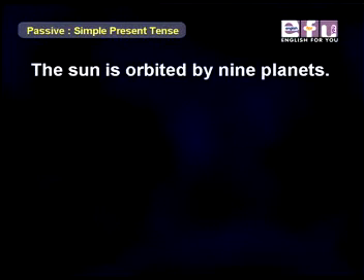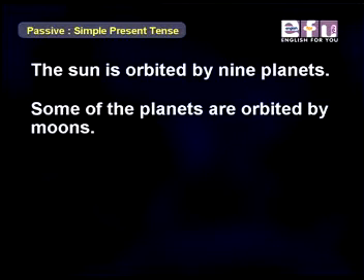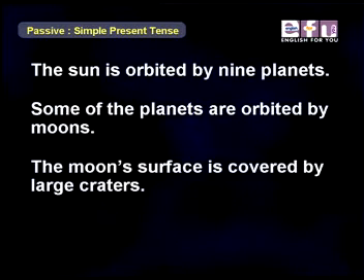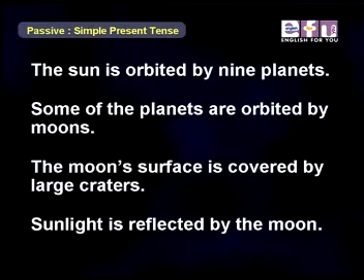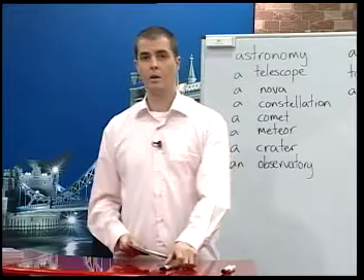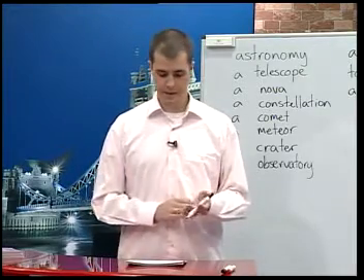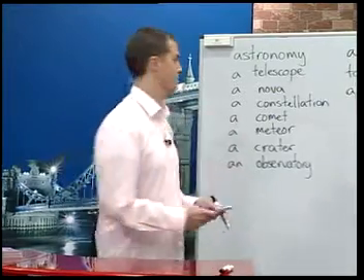The sun is orbited by 9 planets. Some of the planets are orbited by moons. The moon's surface is covered by large craters, and sunlight is reflected by the moon. So we use the passive in spoken and written English.